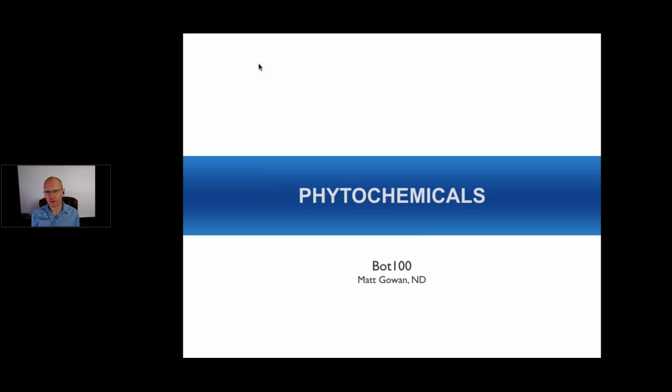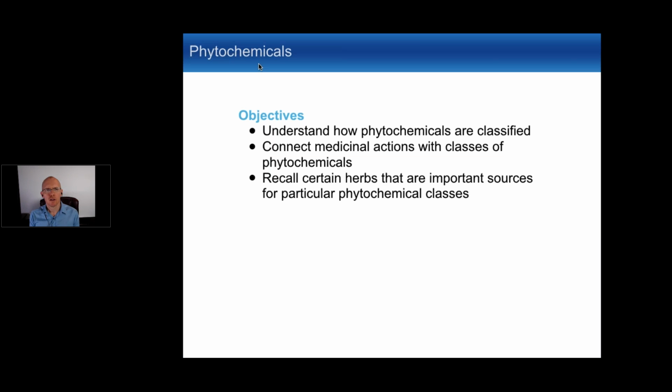So when we discuss the phytochemicals, we're going to look at the different ways that you can classify these phytochemicals to help us better understand how they work and how they're classified. So we're going to look at the classification of phytochemicals and how we classify them, and they can be classified by various ways. Second of all, I'm going to try to explain how the medicinal actions are associated with various classes of phytochemicals. I'm going to try to see if I can summarize some actions that are associated with the different classes. And then we're going to use some herbal examples for these as well.